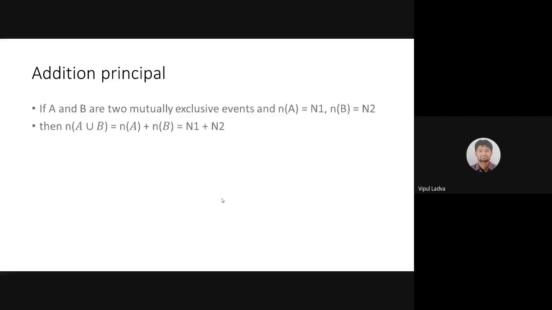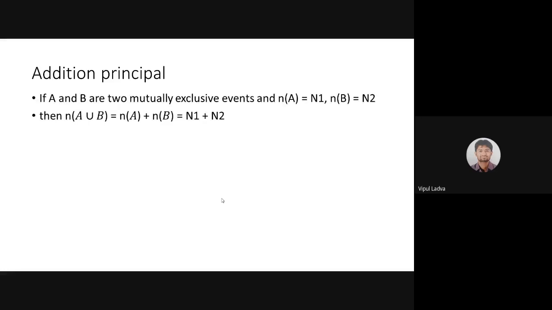Why? Let me explain. If A and B are two mutually exclusive events, and the favorable cases for event A is N1, favorable cases for event B is N2, then if you wish to find the probability of A union B, probability of A or probability of B, then our formula will be number of A plus number of B, that means N1 plus N2.